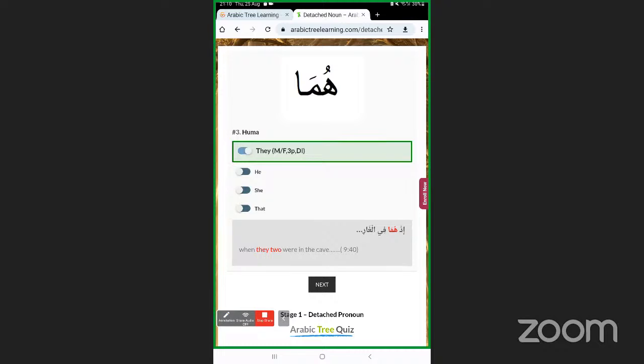Idh huma fil ghar. When they two were in the cave. Yeah. Who two? Which two? Allah is talking about which two? Anybody? Nabi Kareem sallallahu alaihi wasallam and Hazrat Abu Bakr Siddiq, I guess. Abu Bakr.